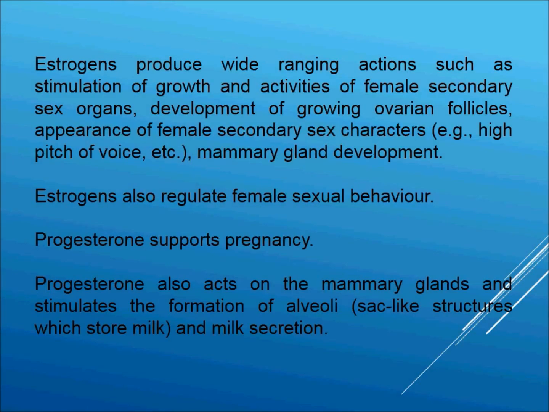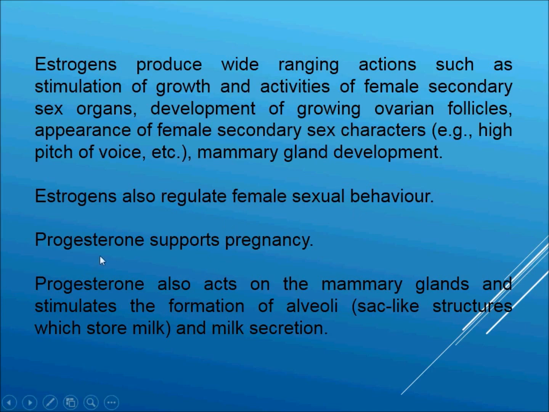Estrogen produces wide-ranging actions such as the stimulation of growth and activities of female secondary sex organs, and development of growing ovarian follicles. I told you that estrogen develops feminine secondary sexual characters during puberty such as high-pitched voice, broadening of pelvis, pelvis means hips, deposition of subcutaneous fat, development of breasts and pubic hair growth. Estrogen also regulates sexual behavior in females. It raises the libido in females. Libido means desire for sex.